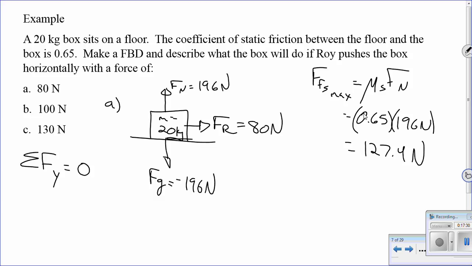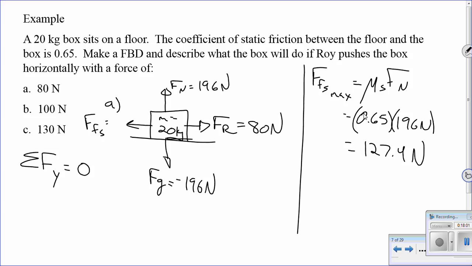So what this is telling us, like I said before, is how much money static friction has in its wallet, right? And it wants to spend as little of it as possible to prevent the object from moving. So, Roy's got 80 newtons. Can he beat static friction? Nope. So static friction is going to prevent the motion. Force of static friction, how much? Just 80. That's what I mean when I say static friction is lazy.